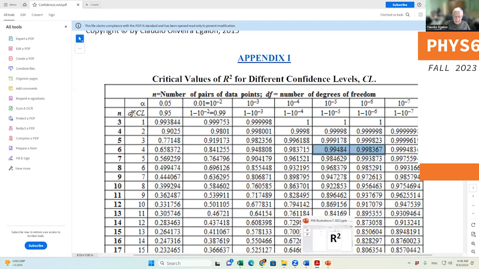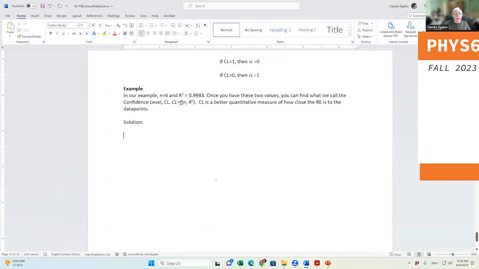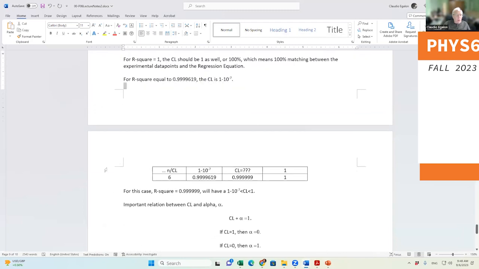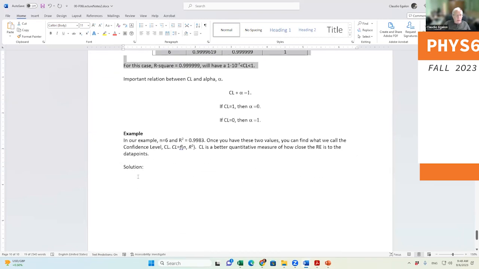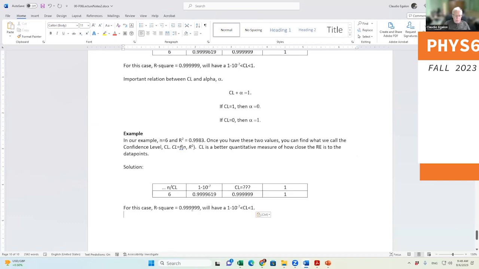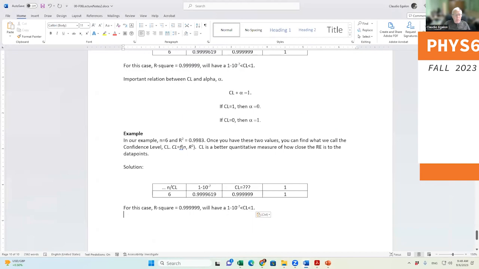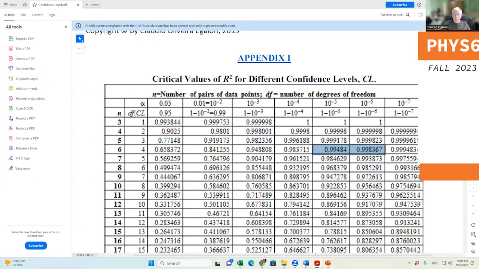Okay, repeating for this specific case. I'm going to draw the table. It becomes easier to understand when we do that. Here you go. We have 1 minus 10 to minus 5, 1 minus 10 to minus 6, right in here. 1 minus 10 to minus 5. I'm going to highlight that right in here. 1 minus 10 to minus 6.